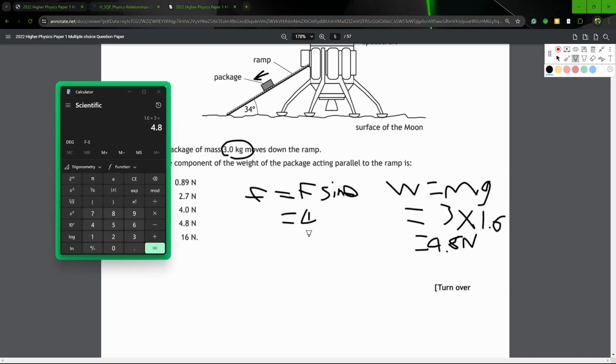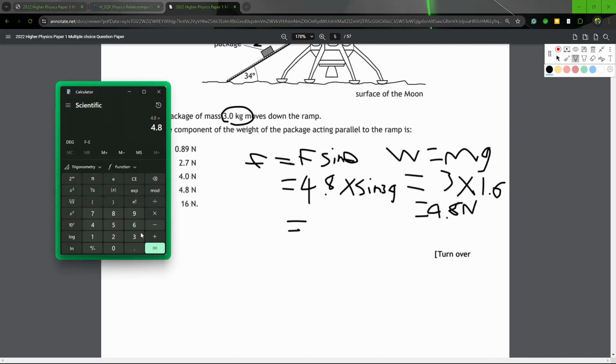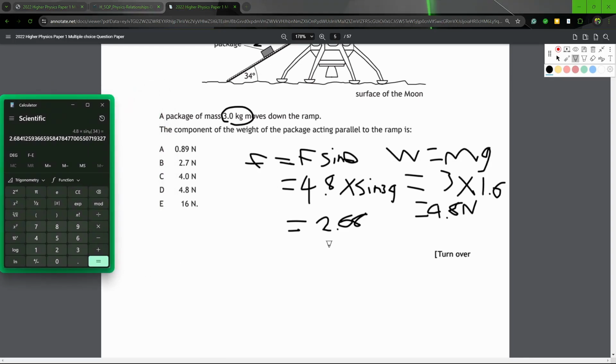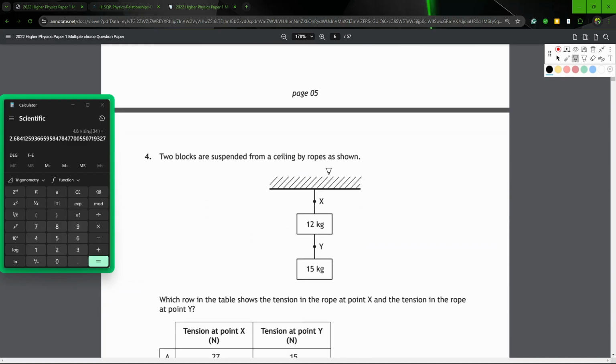And then we're going to go 4.8 newtons times sine 34 degrees. Okay, so I'll just quickly do that. What do we get? We get 2.68 and some other numbers. And if we round that to 1 decimal place, we'll get 2.7 newtons, right? And oh, look at that. That's B right there. Moving on to 4.